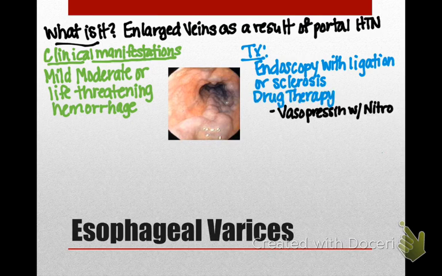Drug therapy. If they're dying, so they're bleeding out on your table in the ER, then you might have to start a vasopressin drip with nitro. You're not going to say, oh, they're bleeding out, let's send them to radiology or let's see if endoscopy's open, and we might have to get a team in there, so 30 minutes. You're not going to send them for that if they're bleeding out, right? But you are going to start some vasopressin and nitro if they're dying.